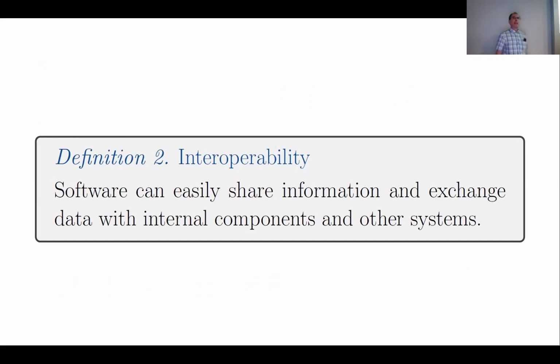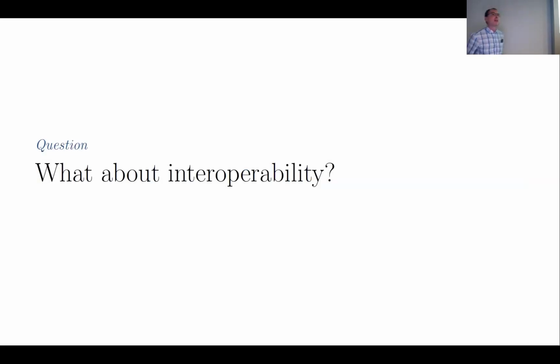Another quality attribute is interoperability. So we want our software to be able to work well with other components or systems. We want to easily exchange information with other systems. You want to easily work with other things. So how well do monolith and layered and pipeline support interoperability?